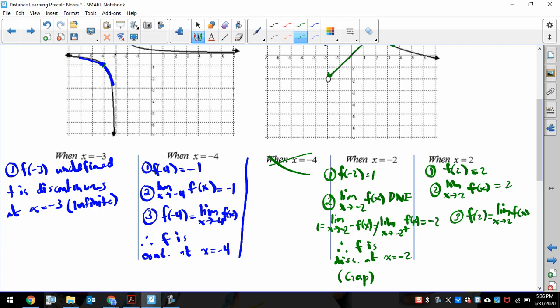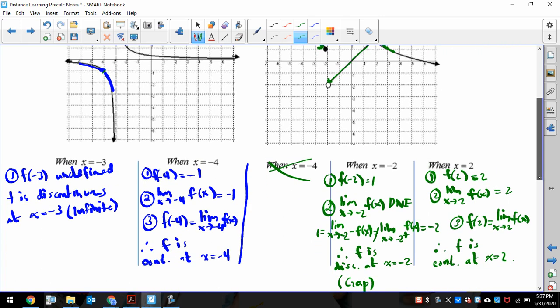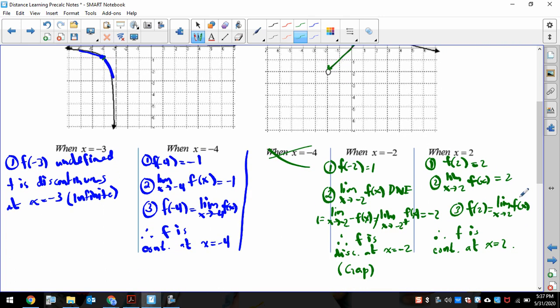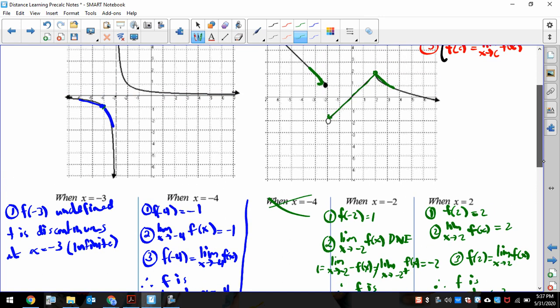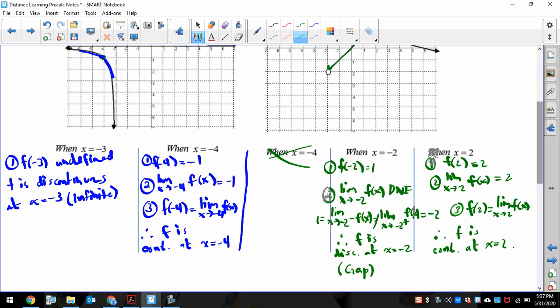So this is f of x. And so we could say, therefore, f is continuous at x equal 2. Now, this isn't really a proof of continuity or discontinuity. It's more of a verification. We're checking the conditions, and we're seeing that the conditions are met. Therefore, we're saying it's continuous.